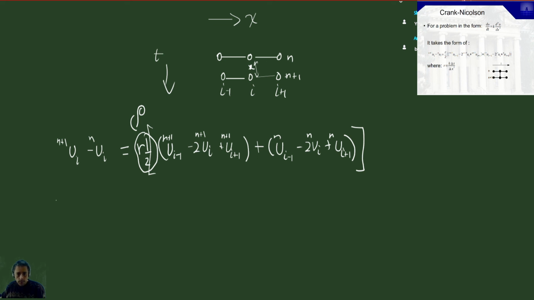And that's how I end up with ui at n plus 1 minus ui at n is equal to rho, at time n, rho ui minus 1 minus 2 rho ui plus rho ui plus 1. So does that answer the question?